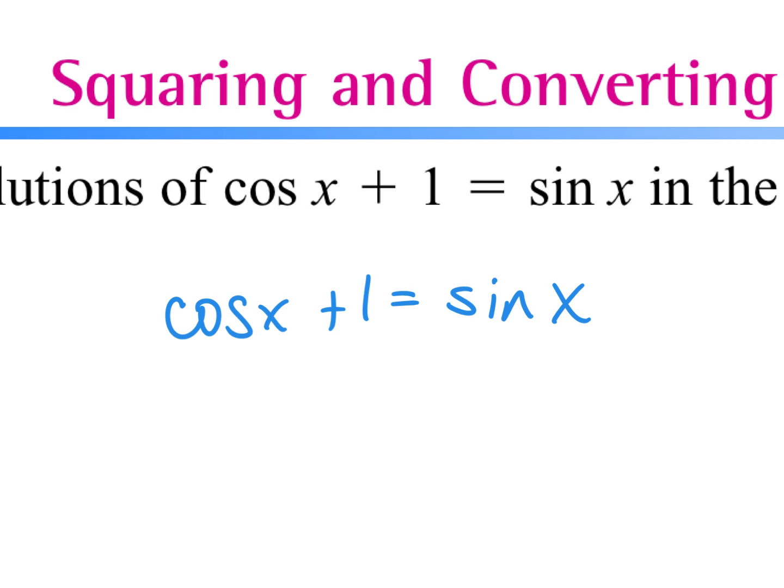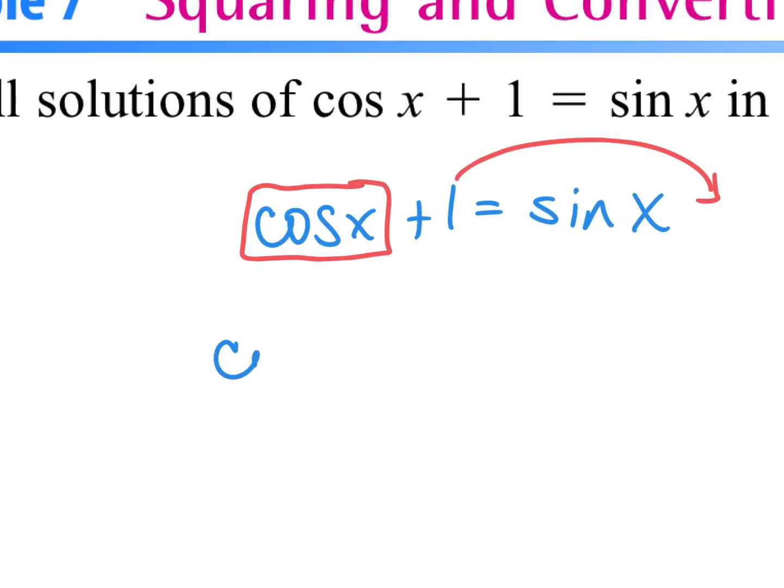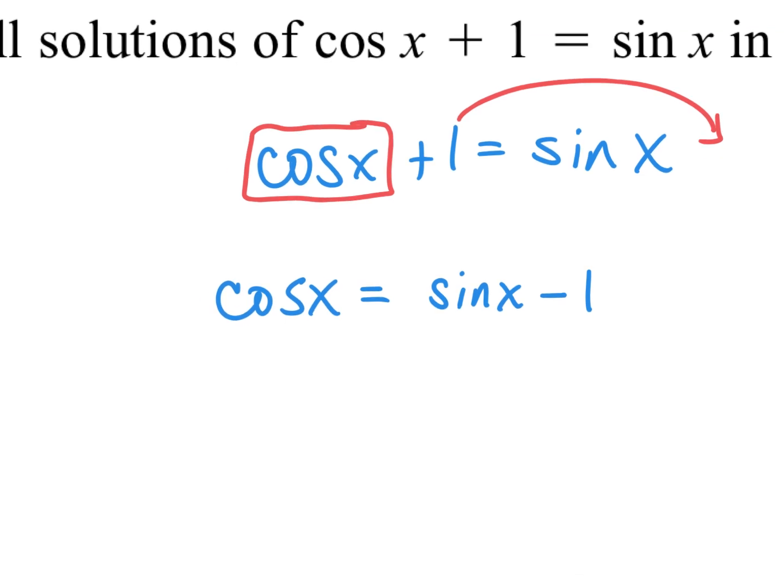All right, so the first thing I'm going to do is I'm going to say, I want to leave cosine. Whatever function is here, just leave it. I'm going to move this over here. So I'm going to keep my cosine, and I'm going to say sine x minus 1. You guys with me? And now we're going to square both sides. Why are we going to square both sides? We're going to create an identity.